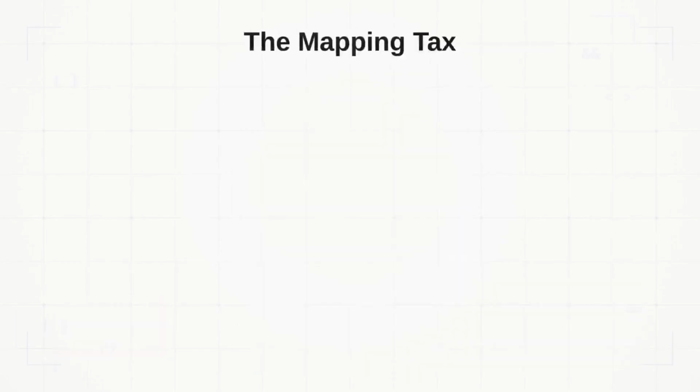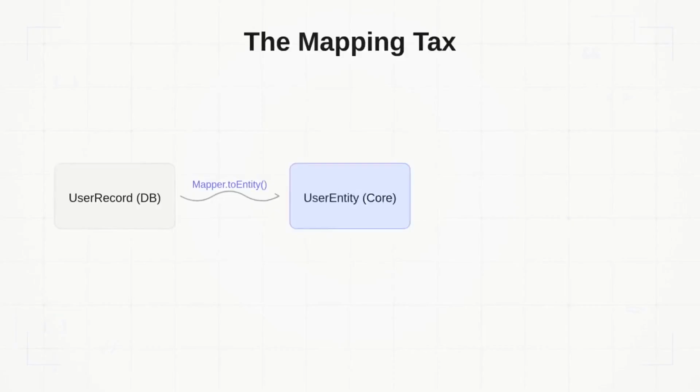The most painful part of this architecture is the mapping tax. Because the dependency rule forbids inner circles from knowing about outer circles, you can't pass a database model into a use case. You have to map it. First, you fetch a user record from the database. Then you map it to a user entity. Then you perform your logic. Then you map that entity to a user response DTO for the UI. You are writing the same fields, ID, name, email, over and over again in 3 different classes.